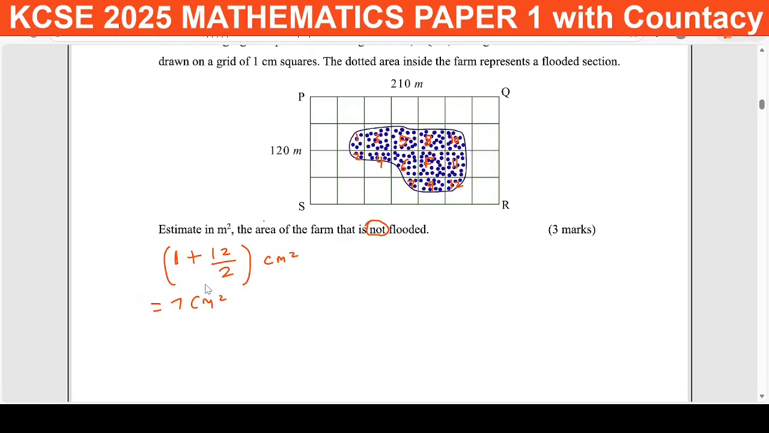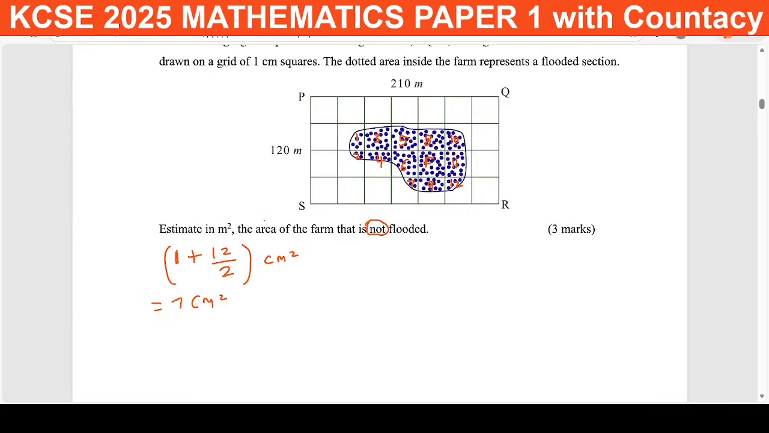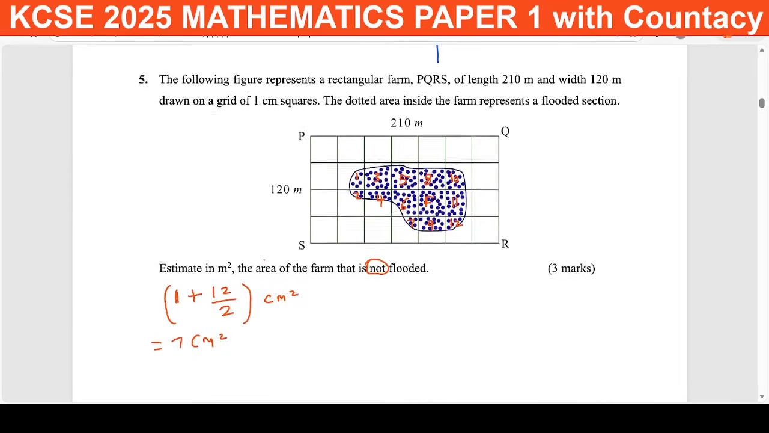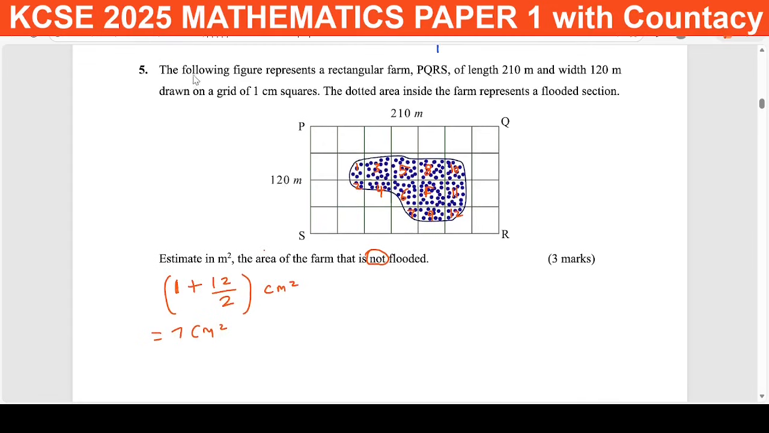But we are not yet done, because what the question is telling us is that the following figure represents rectangular farm PQRS of length 210 meters and 120 meters drawn on a grid of 1 centimeter squares. You see, this is 210 by 120 meters squared. So this is 210 meters by 120 meters.